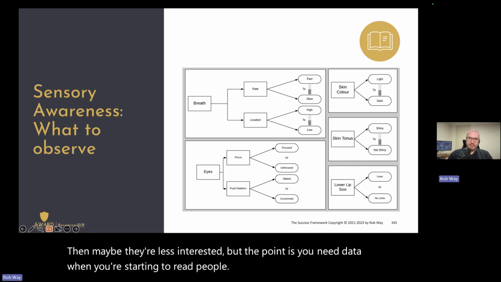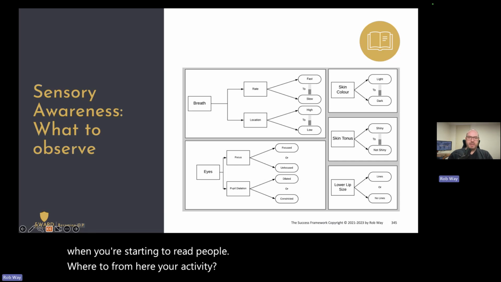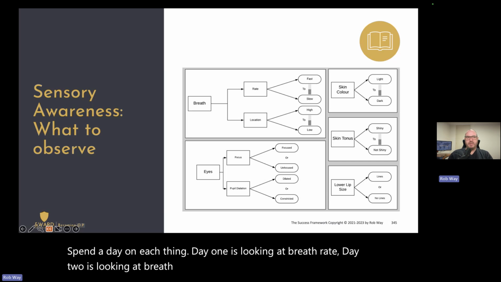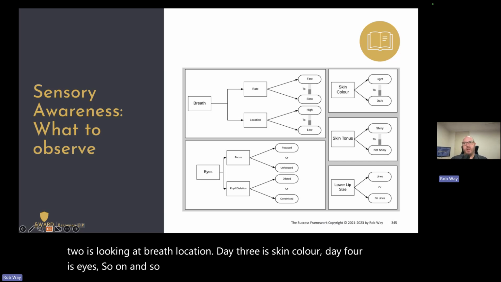Where to from here? Your activity. Spend a day on each thing. Day 1 is looking at breath rate. Day 2 is looking at breath location. Day 3 is skin color. Day 4 is eyes, and so on and so forth. Break it down, apply it, practice it.